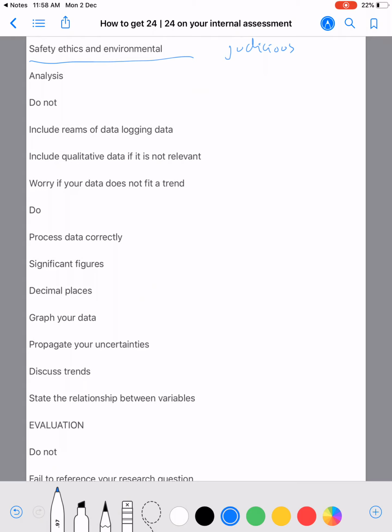By the same token, if there are no safety, ethical, or environmental issues, say you're doing a database analysis, then don't include them. Just put there are no safety, ethical, or environmental consequences to my internal assessment. That's absolutely fine. Analysis, do not include reams of data logging data, put them in the appendix. Is the appendix marked? No, it is not marked, it is ignored. Do not include qualitative data if it's not relevant.